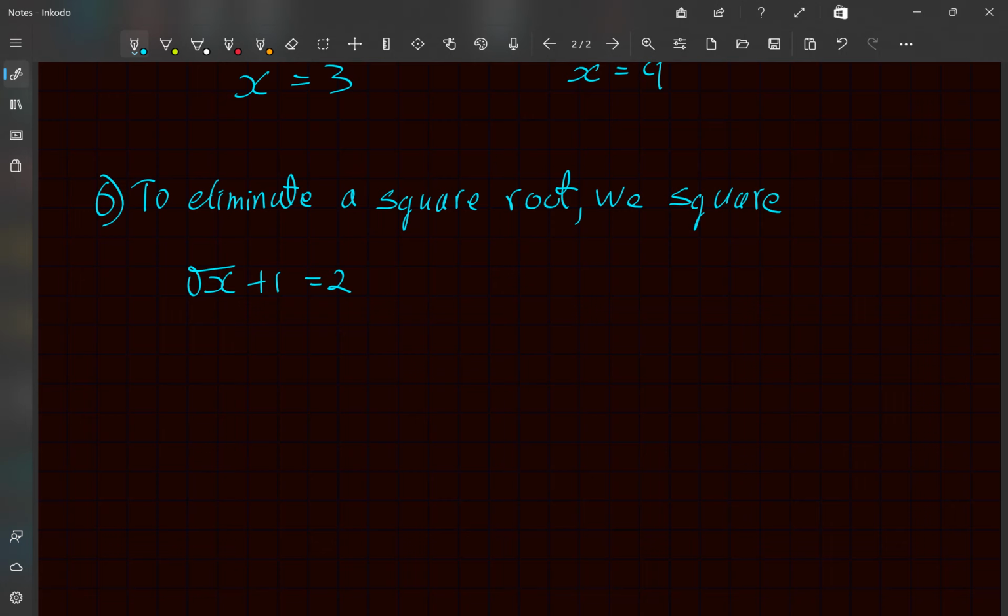This won't give us a workable answer. Let's do 4. Okay, so I would minus 1 from both sides. Then to get rid of this square root, I would square both sides. So the root and the square cancel each other. X would be 9.